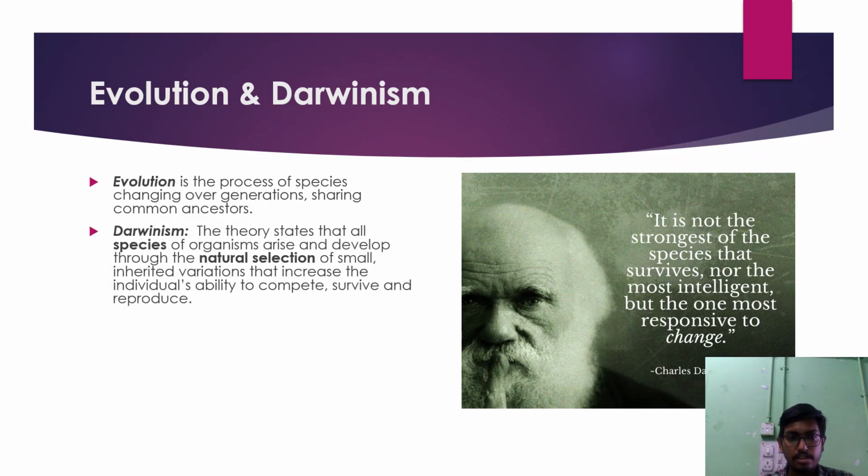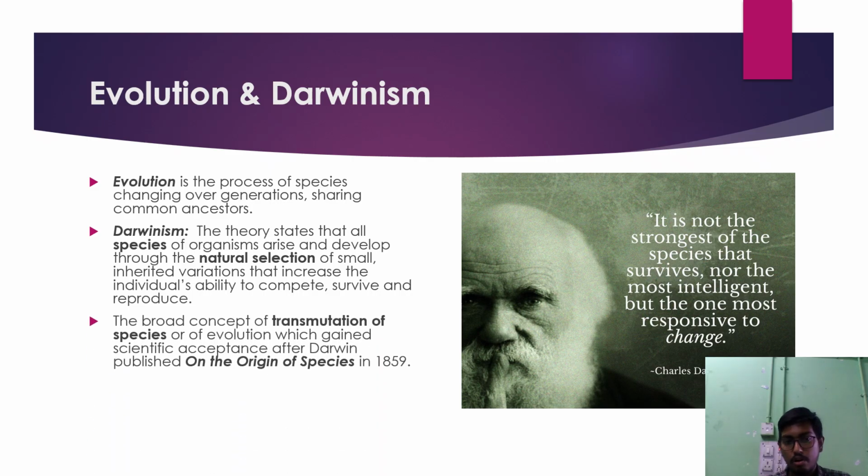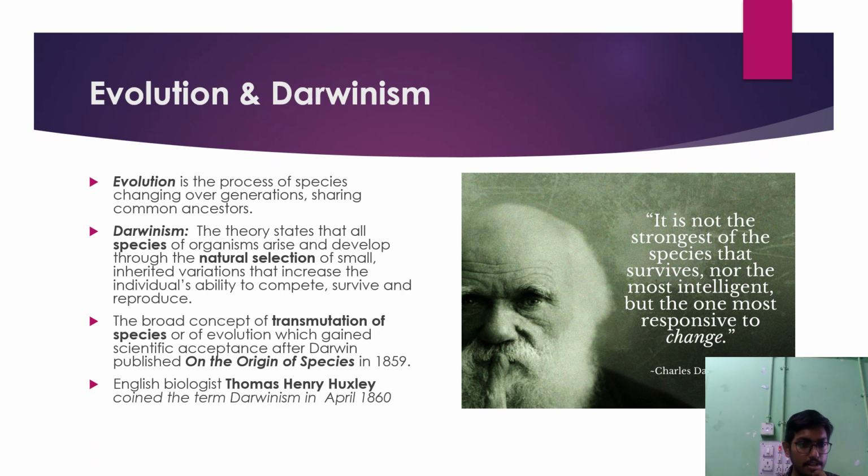Darwinism is the theory that states all species of organisms arise and develop through the natural selection of small inherited variations that increase the individual's ability to compete, survive, and reproduce. The broad concept of transmutation of species, or of evolution, gained scientific acceptance after Darwin published the book On the Origin of Species. The term evolution was coined by biologist Thomas Henry Huxley.